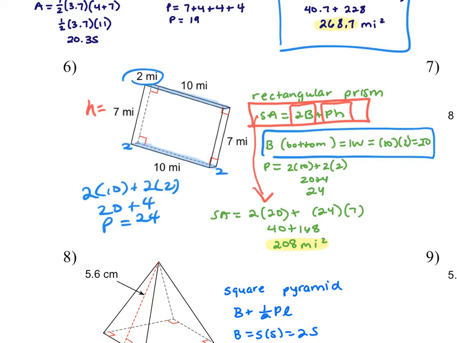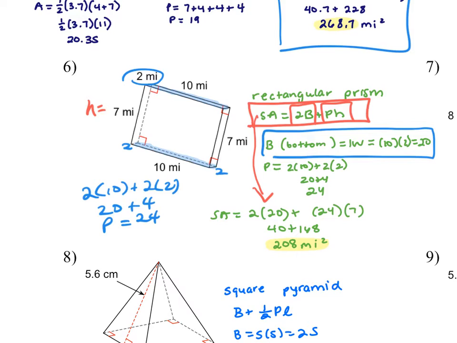Now, if you chose a different rectangle as your base, you would have gotten different calculations for the base area, but the final answer should have been 208. Now, keep in mind, whenever you're doing surface area or total area, technically you could find the area of each one of those 6 rectangles and add them all up.